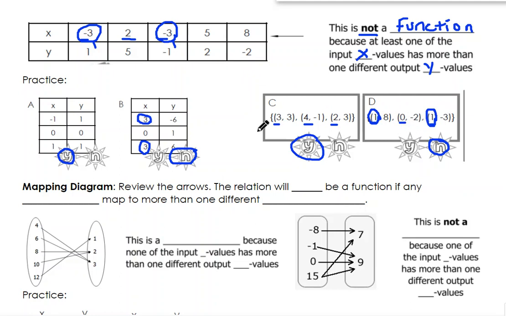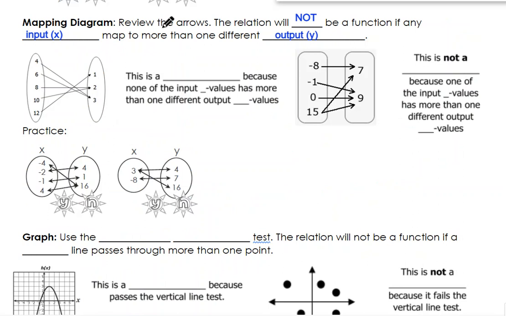That is not a working machine. All right, let's go on to mapping. So this is mapping here, right? Mapping are these little bubbles. Our x is always on our left, and our y is always on our right. It will not be a function if an x or an input maps to more than one different output, or y.